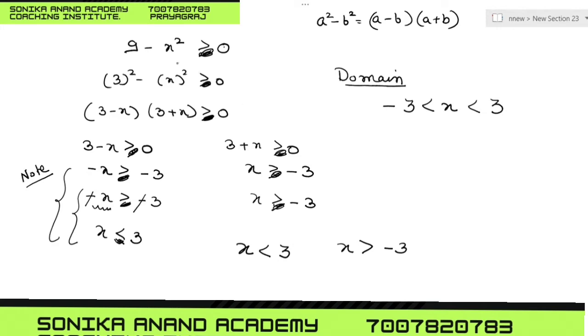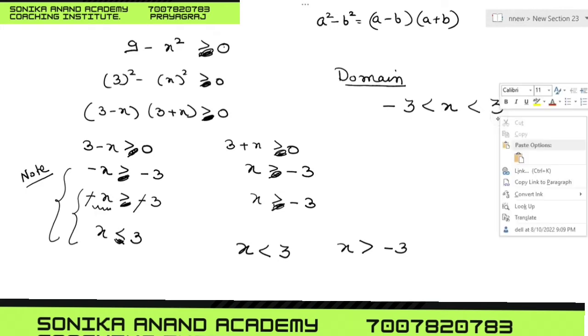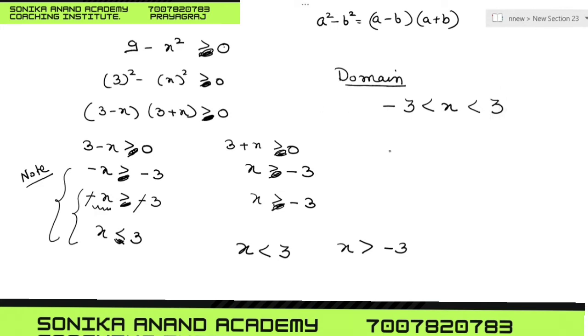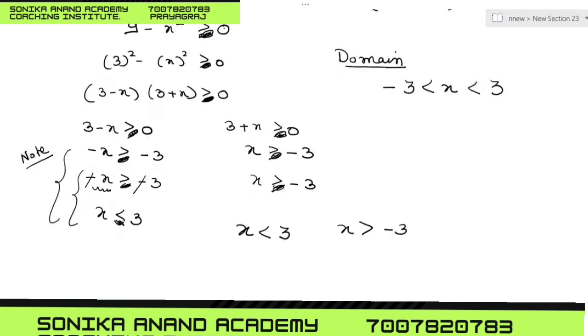For the range, whenever we put these values, we always get a value greater than 0. Listen, for the range we write like this: 9 minus x square, let it be f(x), that is y. It is the formula of invertible functions. I will explain it in detail in one lecture after finishing this exercise.